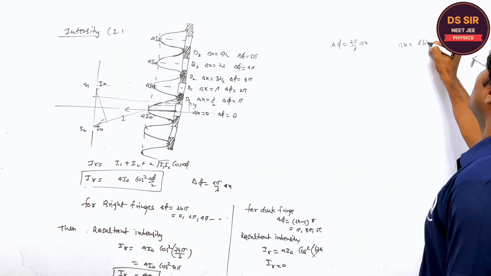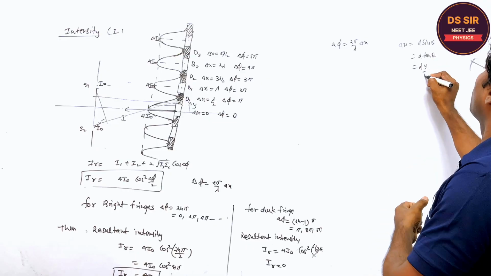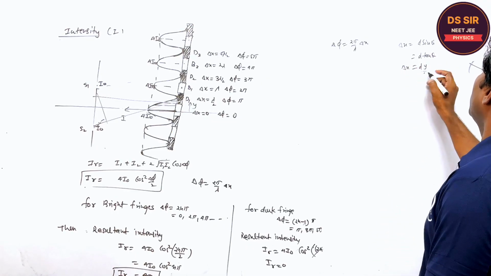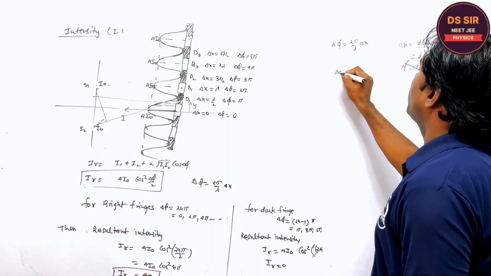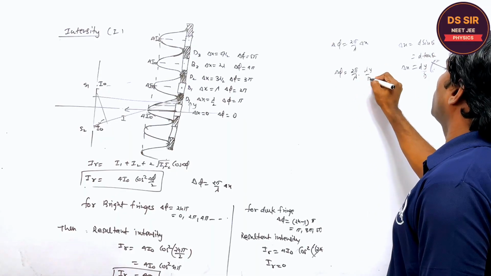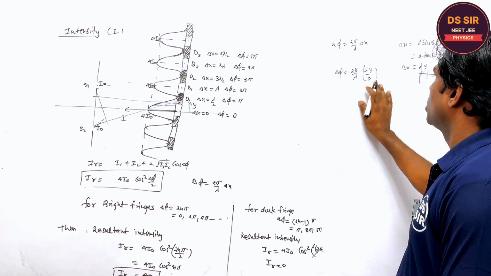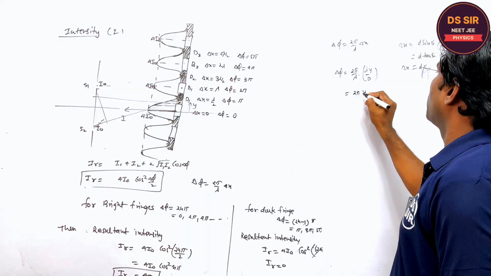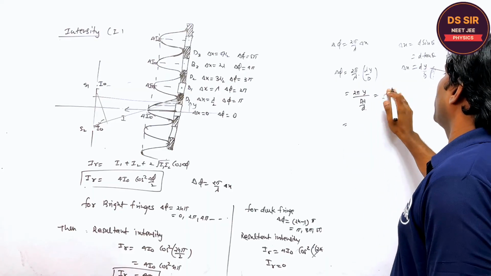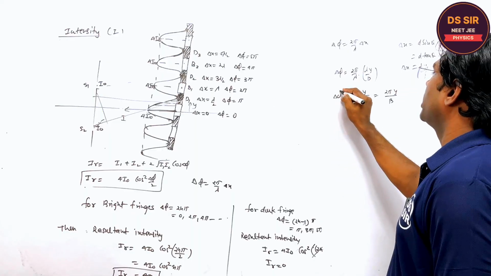d sin theta is equal to d tan theta, and d tan theta is equal to what? y upon D. So delta x is equal to y upon D. So delta phi may be written as 2 pi by lambda into d y upon capital D. Is it clear or not? So it is equal to 2 pi by lambda, d lambda over D, so it may be written as 2 pi by beta. So this is the delta phi.